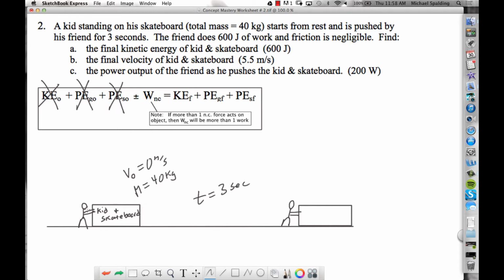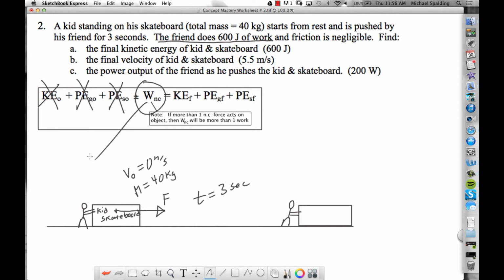Then along comes his friend, and the friend exerts a force on the kid standing on the skateboard, and then that's going to give the situation some mechanical energy. Now we're told in the problem right here, the friend does 600 joules of work. So that's what this is right there.